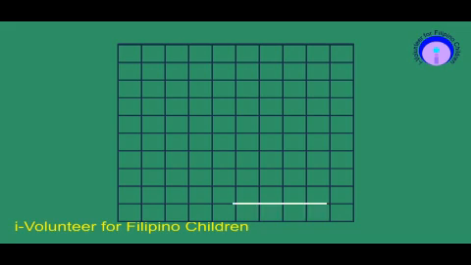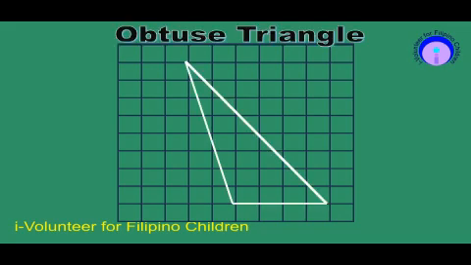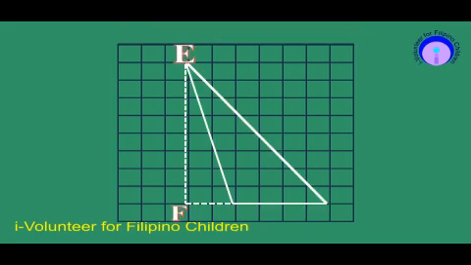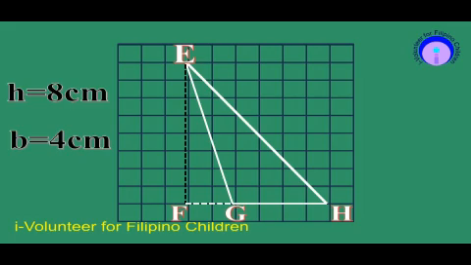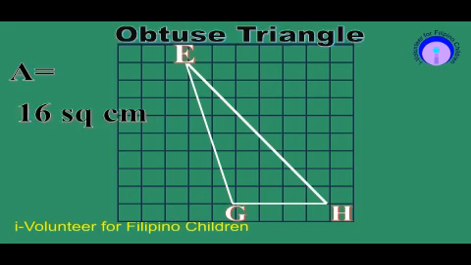Obtuse triangle. What is the height? EF. What is the base? GH. Now, find the area. The area is 16 square centimeters.